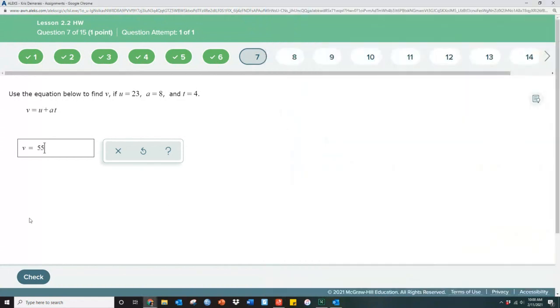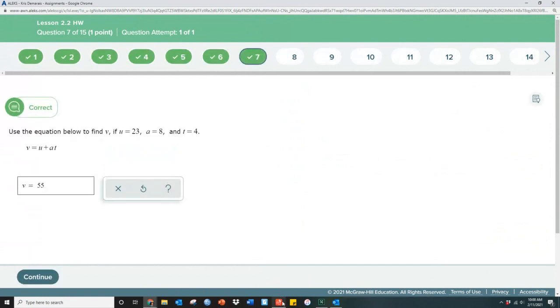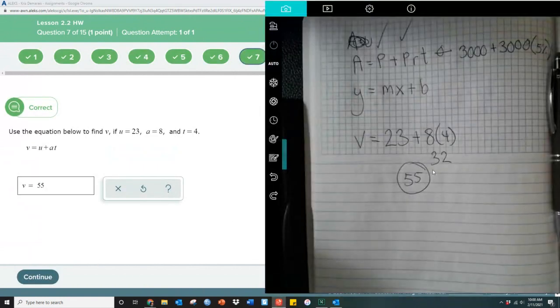I might be going fast, but I don't want you to overthink this. It's absolutely no overthinking. Just plug and chug. There's no real rocket science to it. As long as you can read a letter and see that, oh, A is equal to 8. That's why I put the 8 here. Oh, T is equal to 4. So what is A doing to T? It's multiplying, so that's why I multiplied.